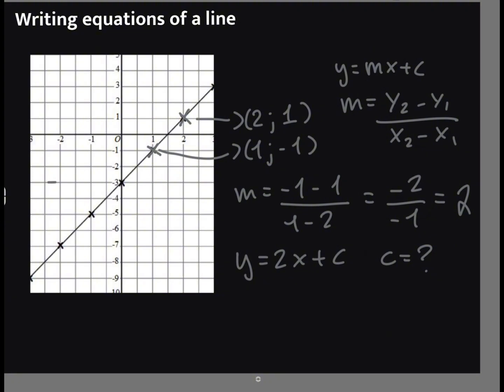Now, we need to find the y-intercept. We can see that the graph intersects the y-axis at (0, -3). So the y-intercept is -3. Finally, we substitute everything as well to find the equation.